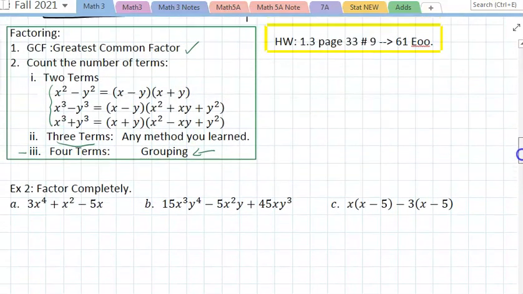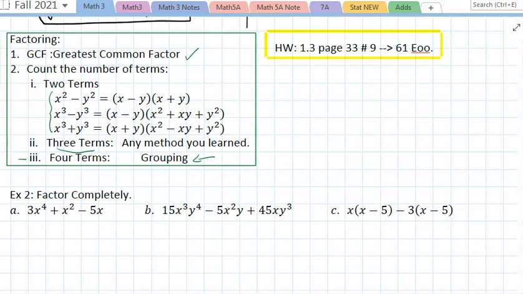I'm looking at the first problem, which says factor completely. I'm glancing at this. So the first order of business, do I see anything common in all of those? I see an x. That's step number 1. You factor that out. You're left with 3x cubed plus x minus 5. And this is not quadratic, indicating you are done.